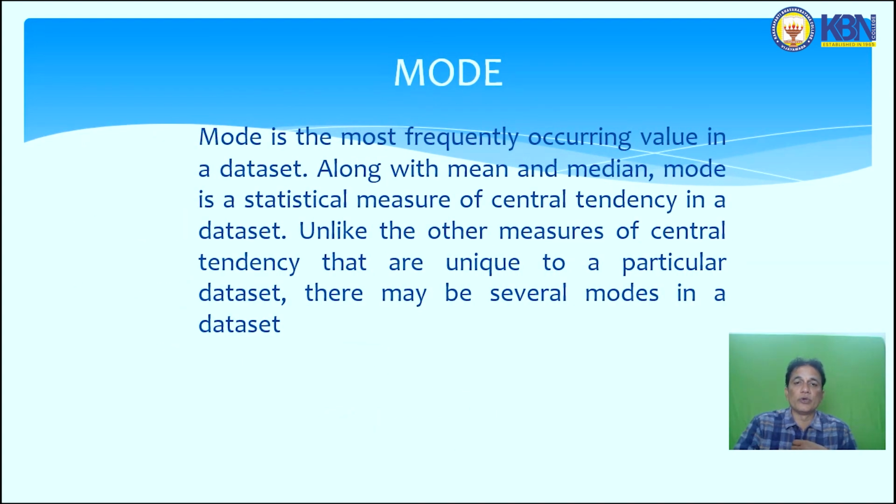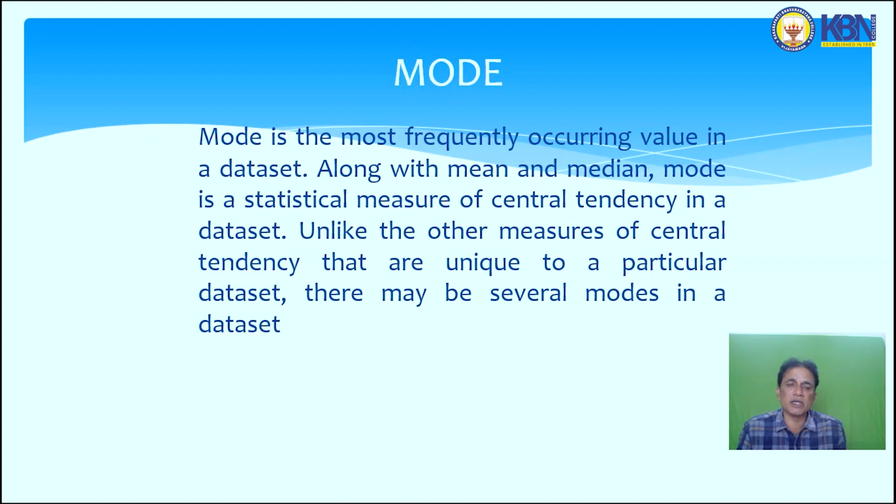Next, mode. Mode is the modal value. Whatever the series, simply we can say mode is the modal value of the data. Generally we say number of repetitions, number of observations, but simply mode is the modal value of the given series. Mode is the most frequently occurring value of the data set. Along with the mean and median, mode is a statistical measure of central tendency in a data set.